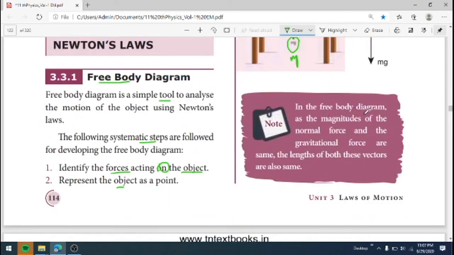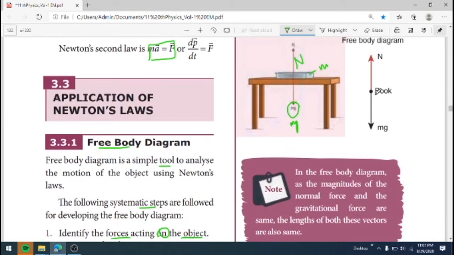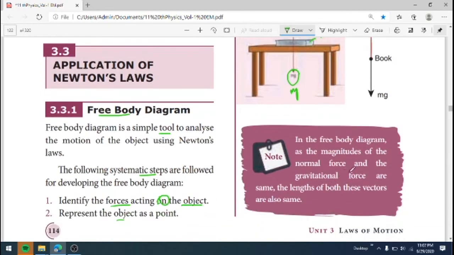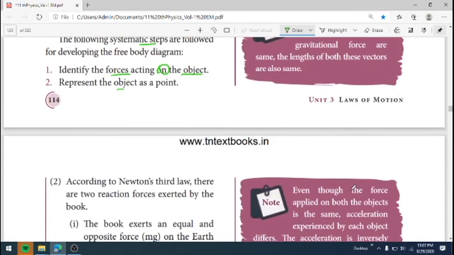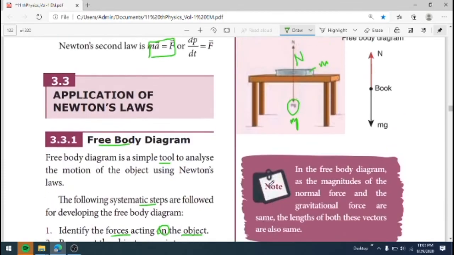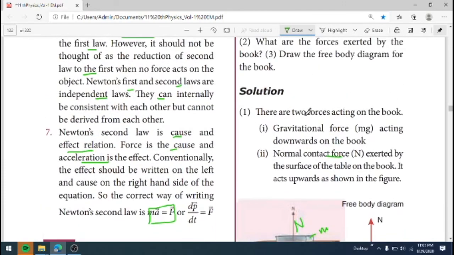ஸோ இந்த ஃப்ரீ பாடி டயக்ராம் பொறுத்த வரைக்கும் நீ பார்த்தீங்கன்னா மேக்னிடியூட்ஸ் ஆஃப் த நார்மல் ஃபோர்ஸ் அண்ட் திஸ் கிராவிடேஷனல் ஃபோர்ஸ் மேக்னிடியூட் எப்படி இருக்குது, length of the line equal இருக்கா, அப்போ as the length of both the vectors are also same. Both the vectors, see here, magnitude same இருக்கிறதுனால lengthம் same இருக்கு. Okay.